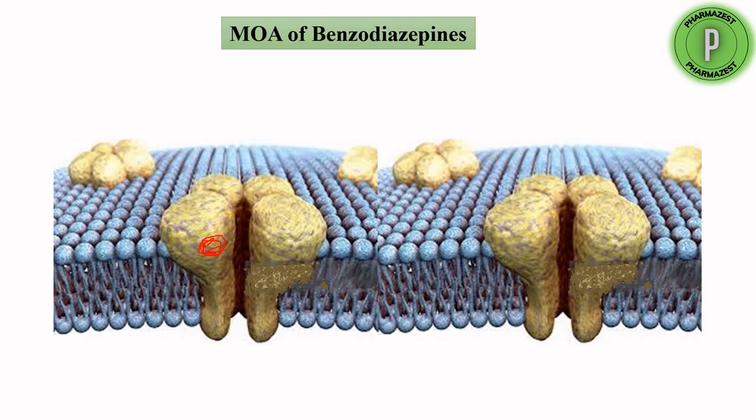So here what is happening is initially the GABA should be bound to the GABA A receptor over here. So in the case of benzodiazepines, GABA should be bound to the GABA A receptor. Then only these benzodiazepines can come and bind to these benzodiazepine receptors and produce their activity. As a result, what happens? The chloride ion channel will open and the chloride ions will enter into the cell. So this is how the benzodiazepines show their action.